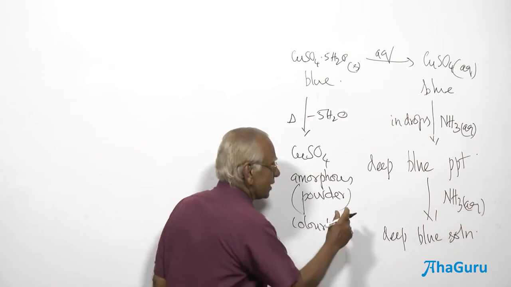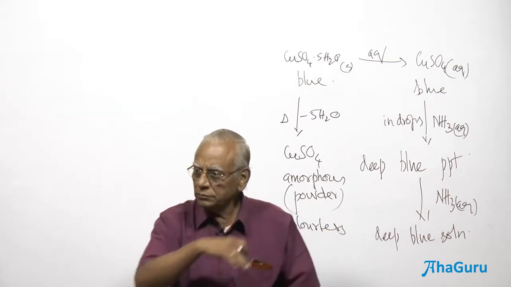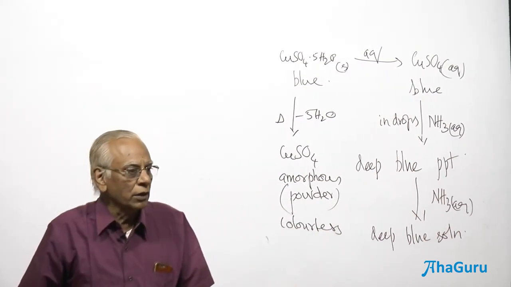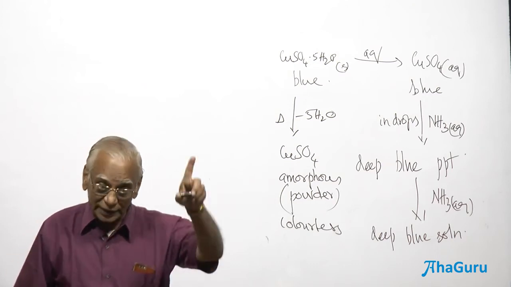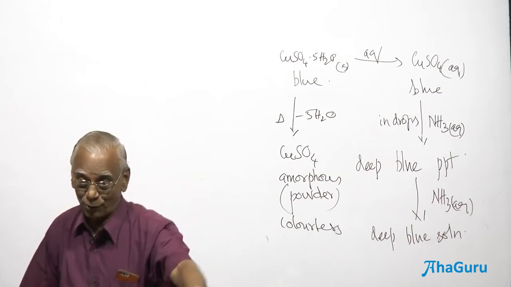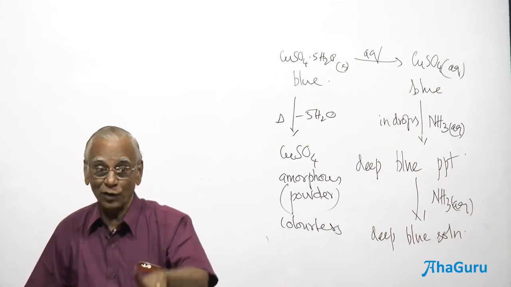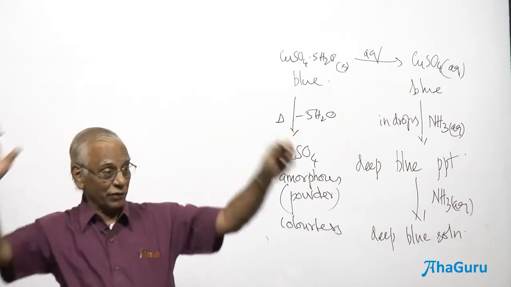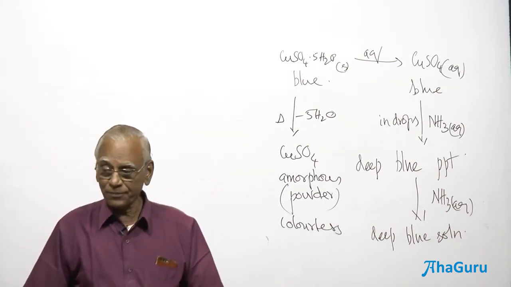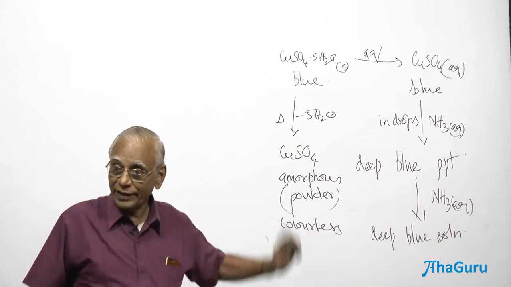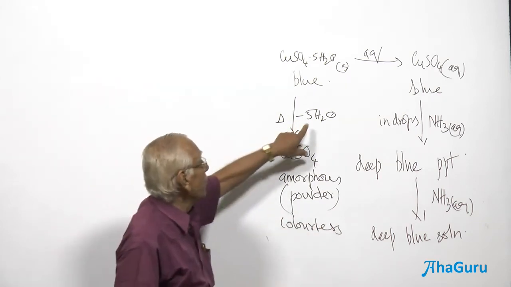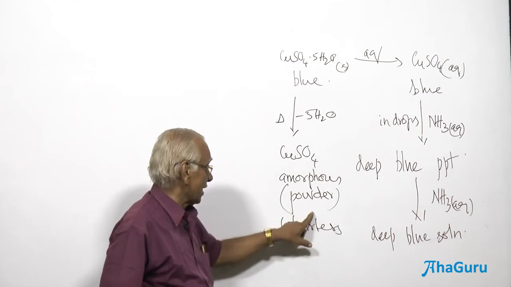It's not because of that unpaired electron. No, it's a different theory. One of the theories I told you, color of a compound is due to the presence of one or more unpaired electrons. We have different explanations, different theories. Let's not go into that right now. So those 5 molecules of water are responsible for the crystalline shape.